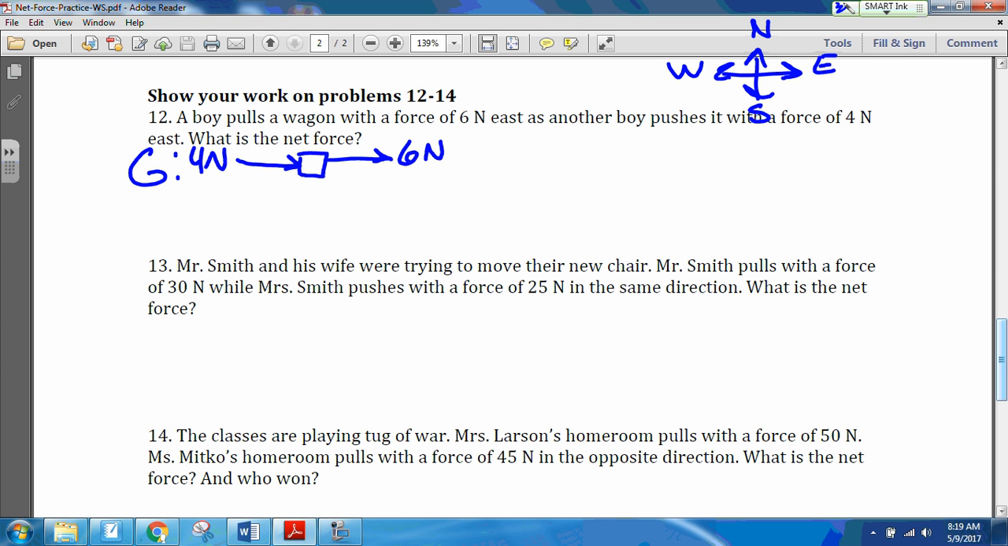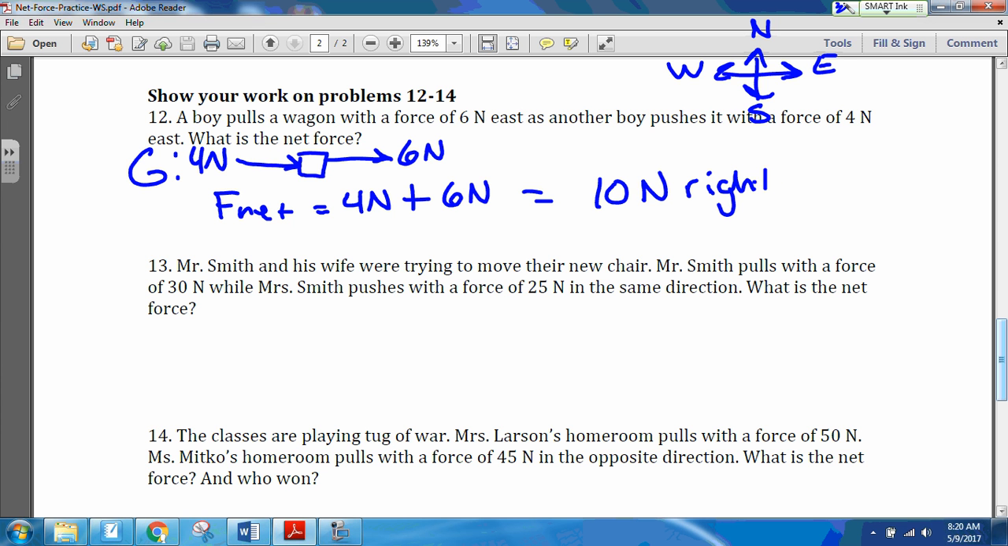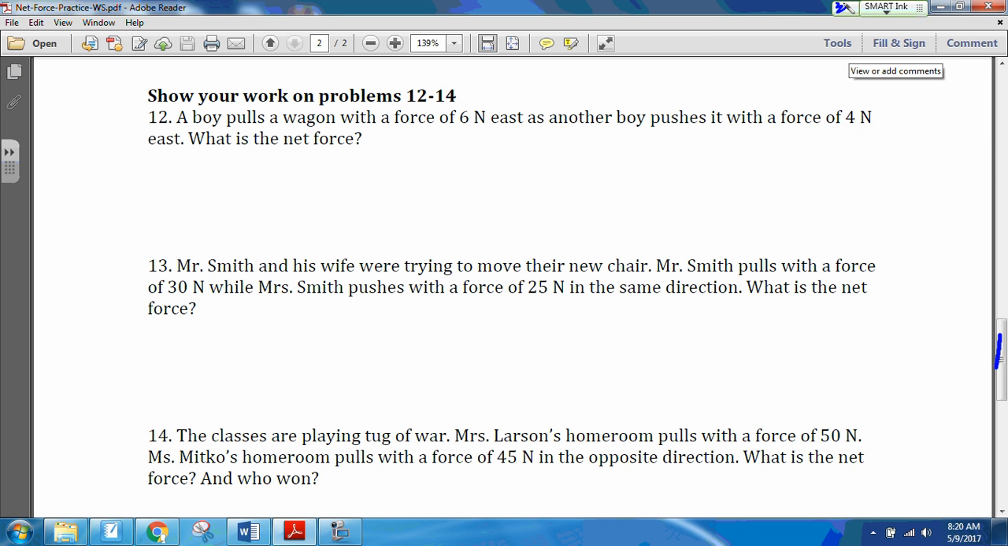Yes. So we just have 4 newtons to the right. Is right positive or negative? Positive. We have 6 newtons, and right is positive or negative? Positive. So 4 plus 6 makes 10 newtons, and it's positive, so it's to the right. Okay, easy enough? All right, let's put that down.